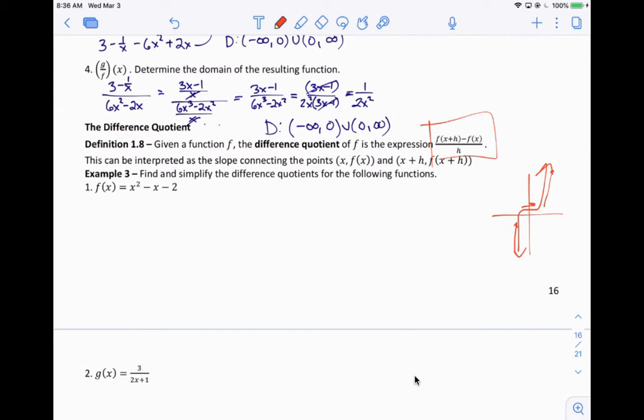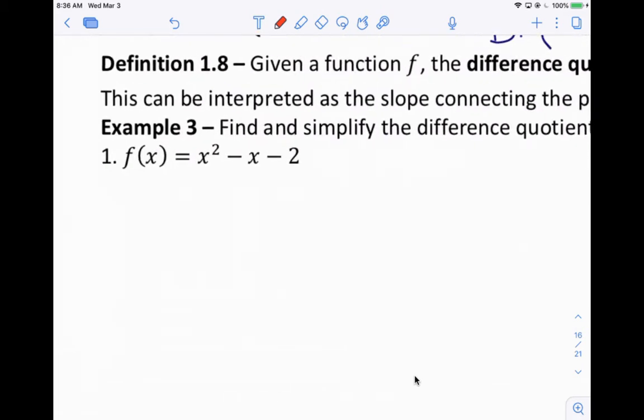Okay, h is just another variable. We're going to build on this function arithmetic idea. So the first thing we're going to need is f of x plus h. So let's go ahead and do f of x plus h.